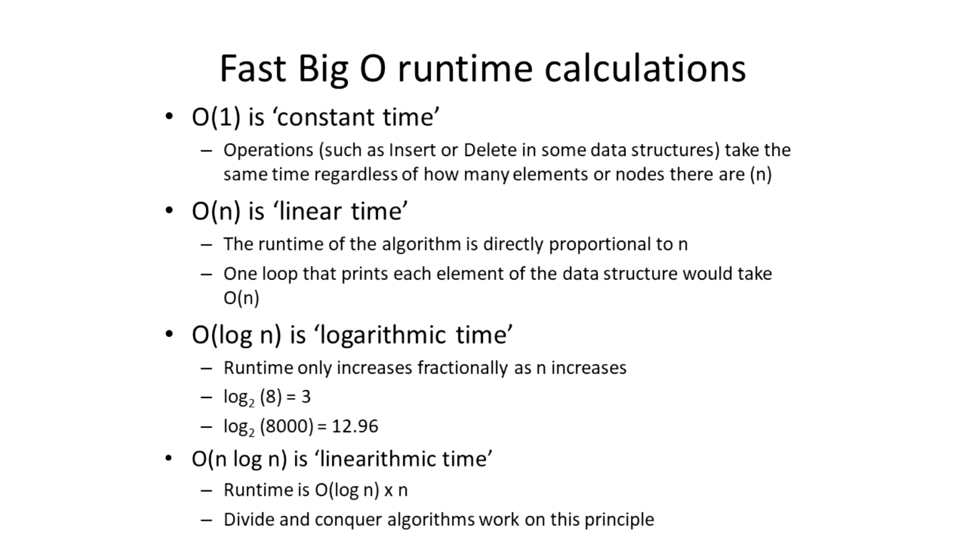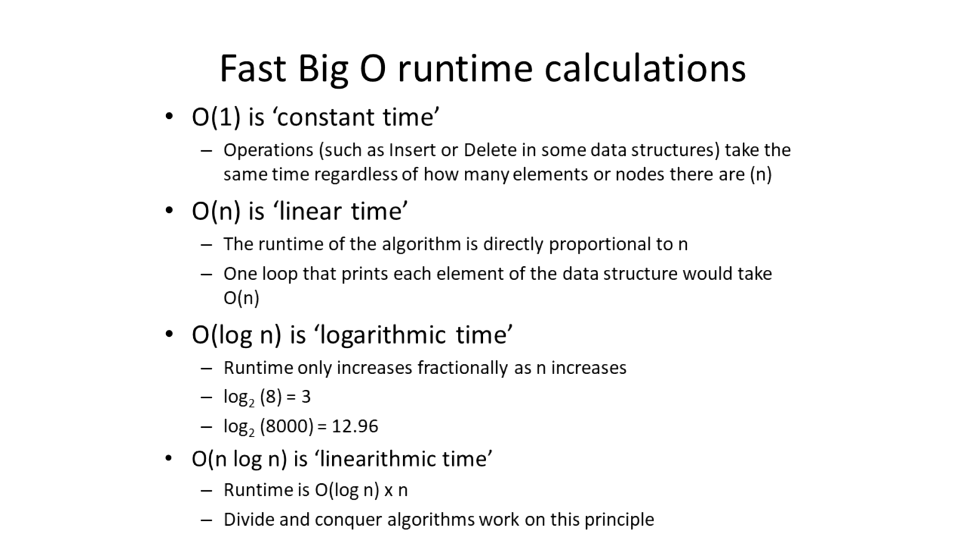So let's have a look at some different categories for measuring the performance of algorithms. Constant time, which is denoted as O of 1, means that the time taken to perform an operation is not dependent upon the number of items that are within a data structure. So an example of this would be inserting values into an array. There's no difference in the time taken to insert a value into an array of 5 elements compared with inserting a value into an array of 1,000,000 elements.